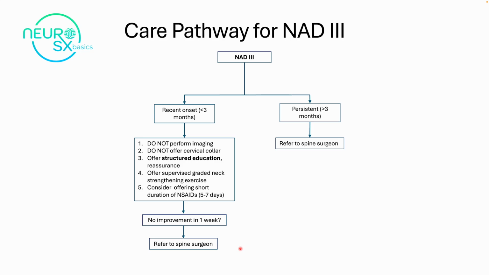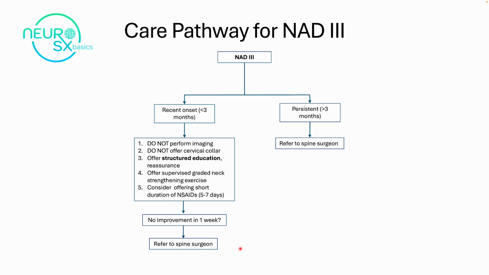Now, how will we treat somebody who comes with NAD III? Remember, NAD III is basically neck pain associated with features of radiculopathy. Okay, now if somebody has come with NAD III, again we will classify them into a recent onset or a persistent NAD. We do not offer surgery for recent onset NAD. We offer surgery for persistent NAD, which has lasted for more than 3 months.